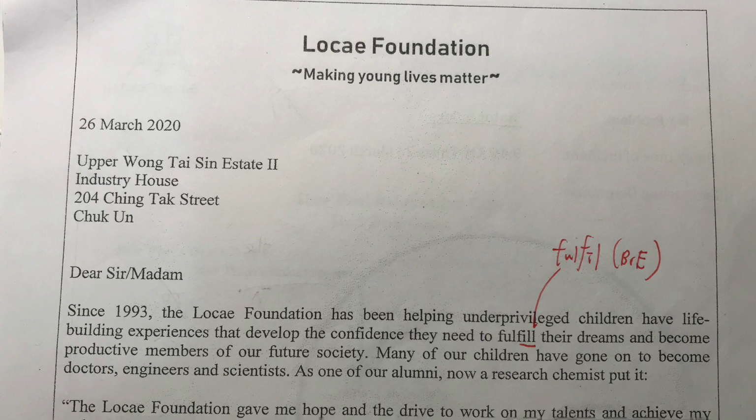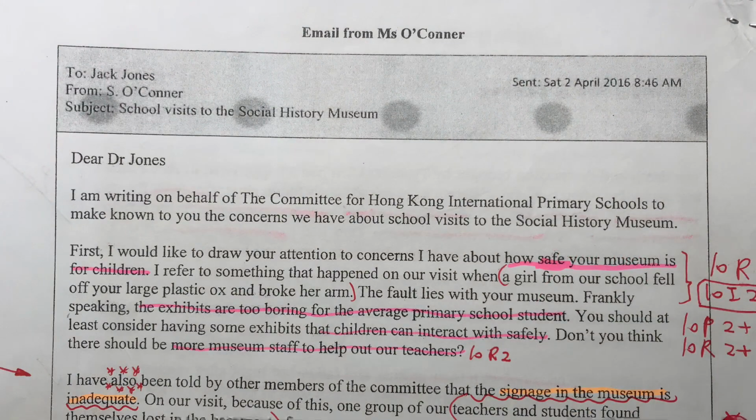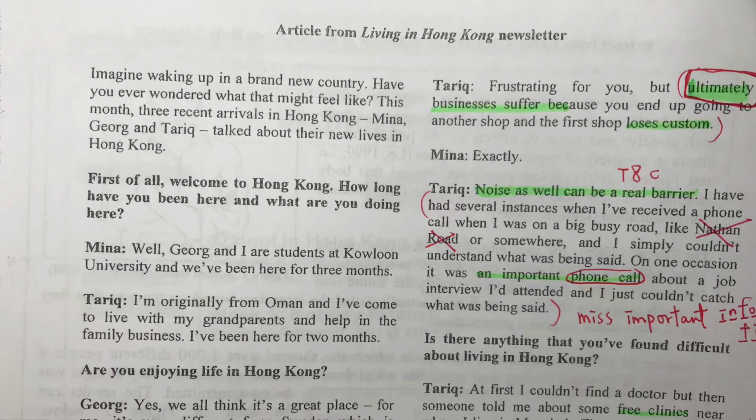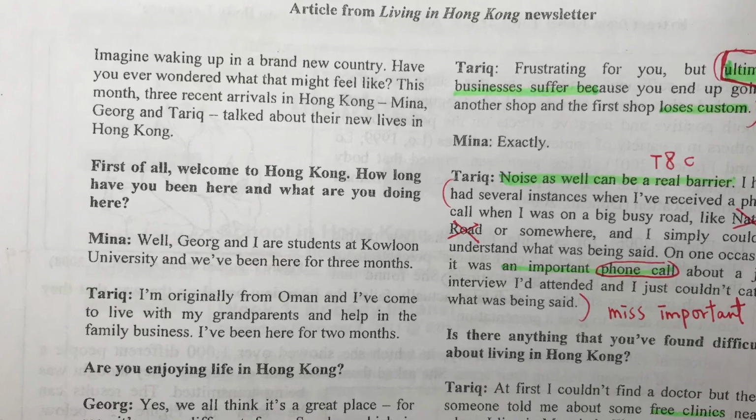Instead of hi, this is the Locate Foundation, hi, I am Chris Wong from the Locate Foundation. This is a letter of request, so they are introducing themselves deeply for a certain writing purpose. This is not the same. 2016, a letter of complaint. You can see again the writing purpose. On behalf of, yes, you can say who you are representing. That would be meaningful.